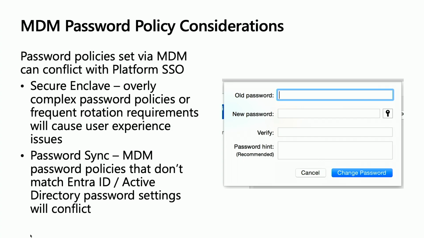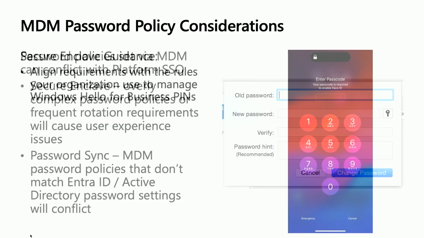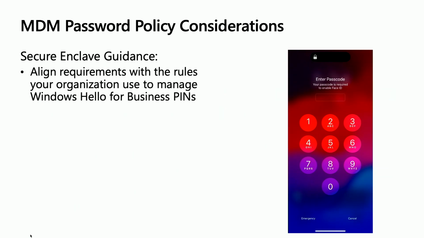Yep, because you're out of sync and you won't be able to meet the requirements. So we gotta make sure that's in sync. So let's talk about what we could do for that. From a secure enclave perspective, you want to align the local passcode, the local password, the local PIN, however you want to think about it, to what you're doing with your other devices in your organization.